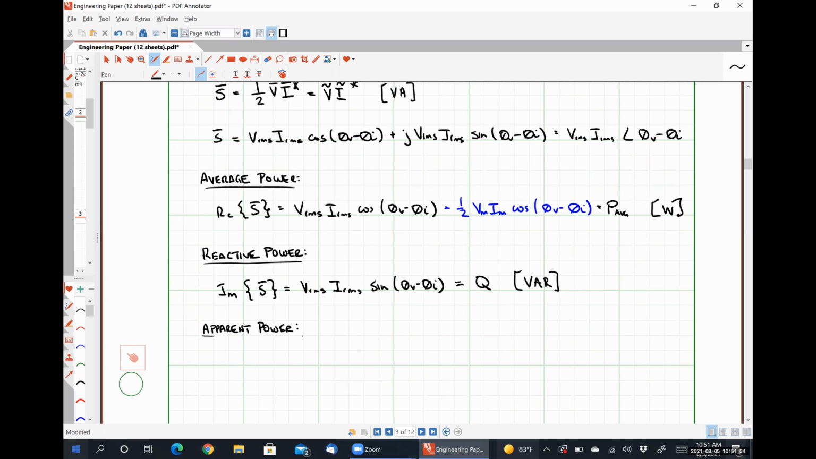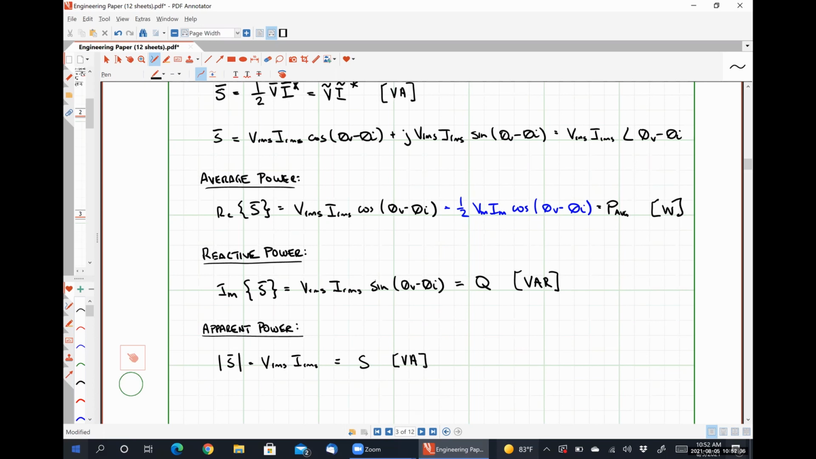Apparent power is the magnitude of the complex power. So it's simply the product of the RMS voltage and the RMS current. And it's typically denoted either as the magnitude of the complex power or just by S with no bar over it, letting us know that it's the magnitude of that vector or complex number. And because it's the magnitude of the complex power, it also has units of volt amperes.